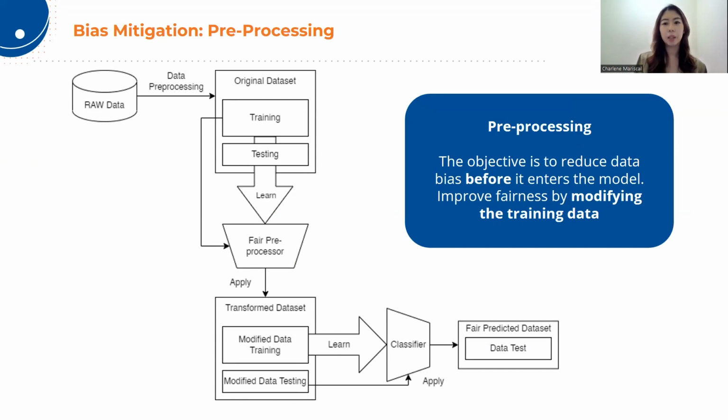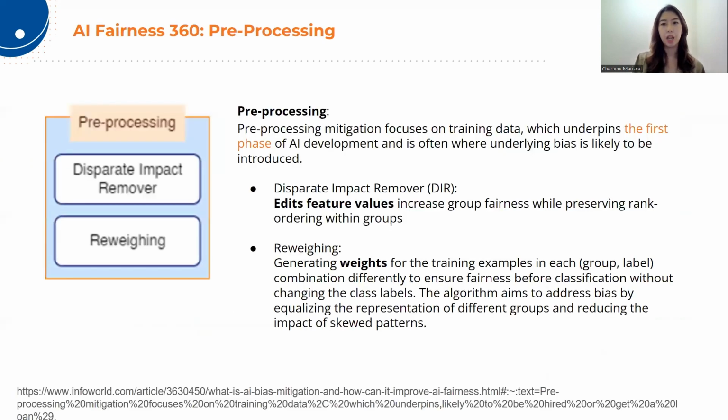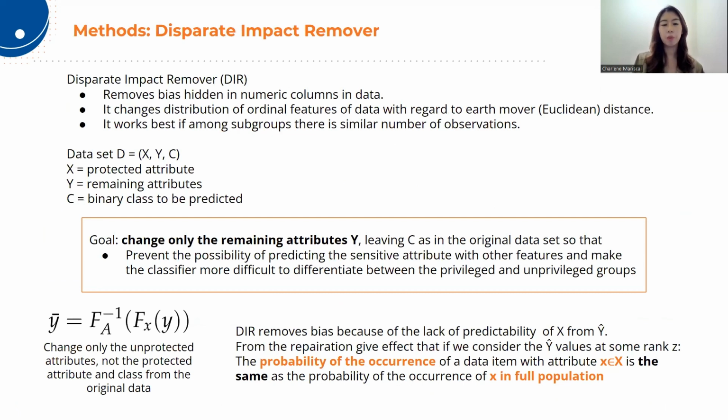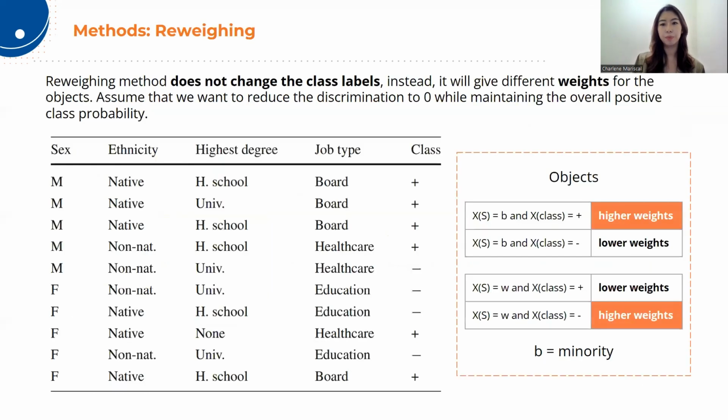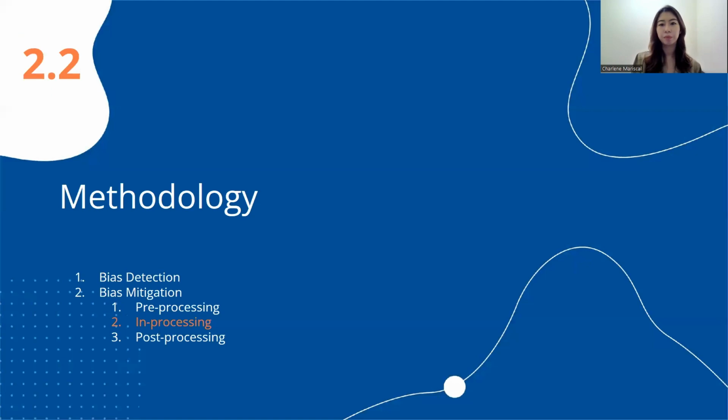The first method to mitigate the bias is pre-processing, which means that the algorithm modifies the training data before being learned by the classifier. The disparate impact remover algorithm works by changing the unprotected feature value to make the classifier more difficult to differentiate between the privileged and unprivileged group. The reweighing algorithm calculates group-specific weights for each sample in the dataset. Underrepresented groups receive higher weights, amplifying their influence, while the overrepresented groups receive lower weights, reducing their impact.